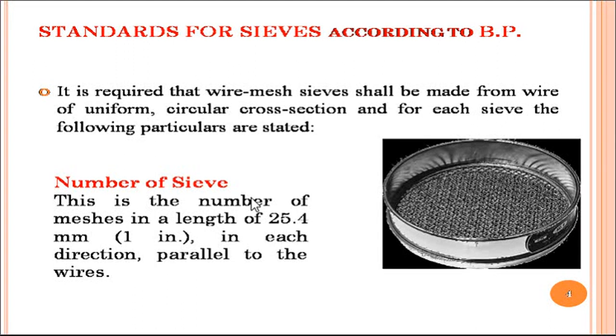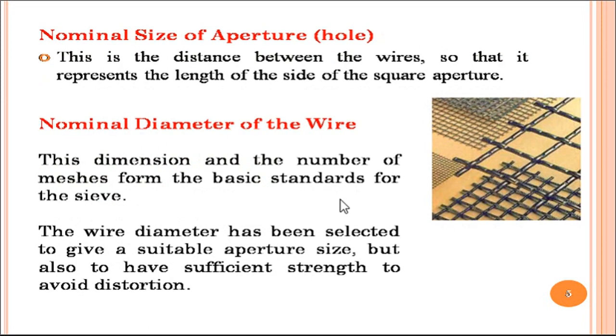Sometimes there may be some variation in the size, and it usually happens, and that should be within the limit as per the standard laid down in the official standard, say for example in the British Pharmacopoeia. Now when we talk about the nominal size of aperture, it again depends upon what kind of sieve number. It is nothing but the distance between the wires, so that it represents the length of the side of the square aperture. Nominal diameter of the wire means what diameter they are having.